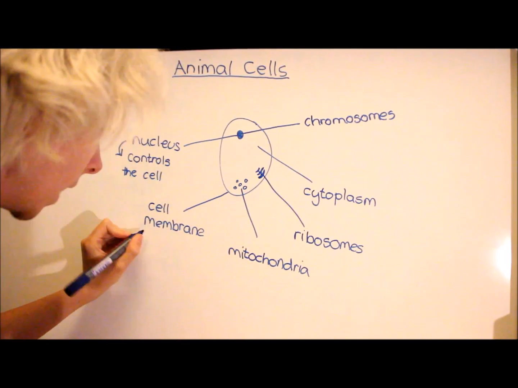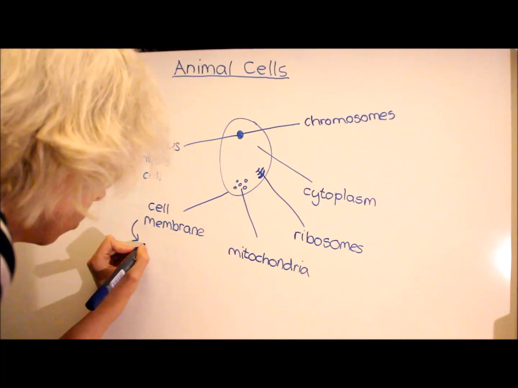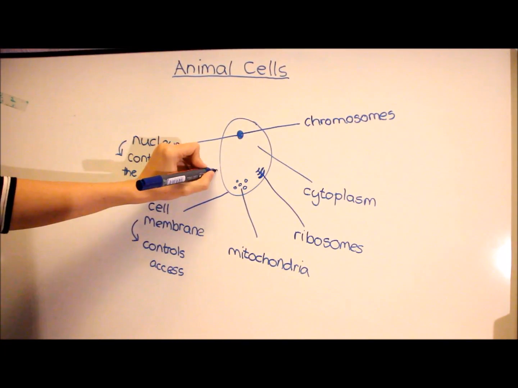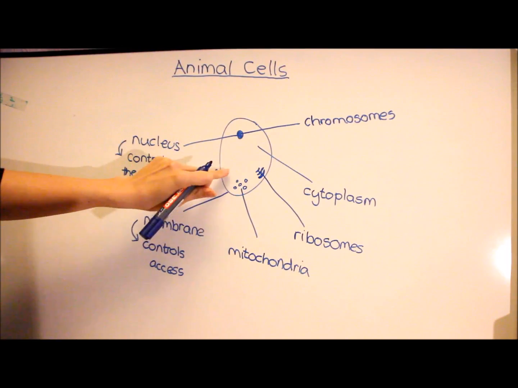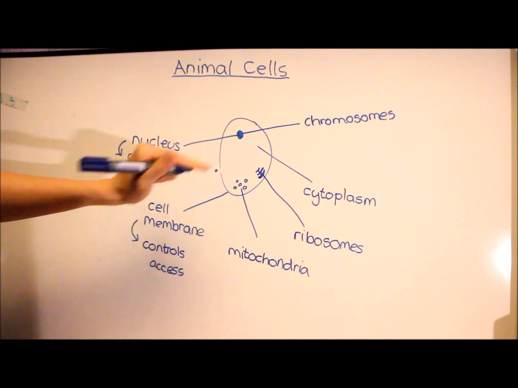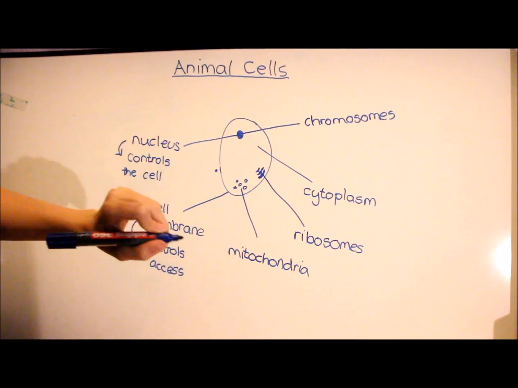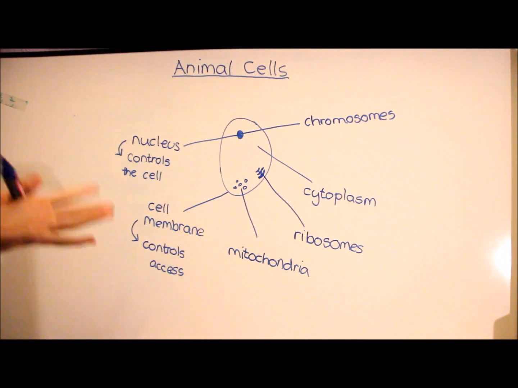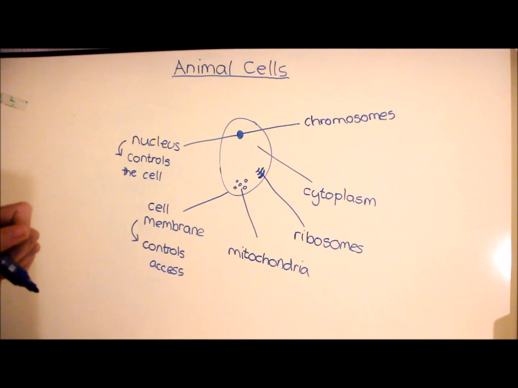Cell membrane decides what gets let in and out, so it controls access. So for example, if there was a water molecule here trying to gain access, the cell membrane can either let it in, or it can say, nope, we don't want any water, go away. And it'll do that depending on whether the cell actually needs any water or not. It won't just randomly turn away water if it needs water. Well, unless you're ill.